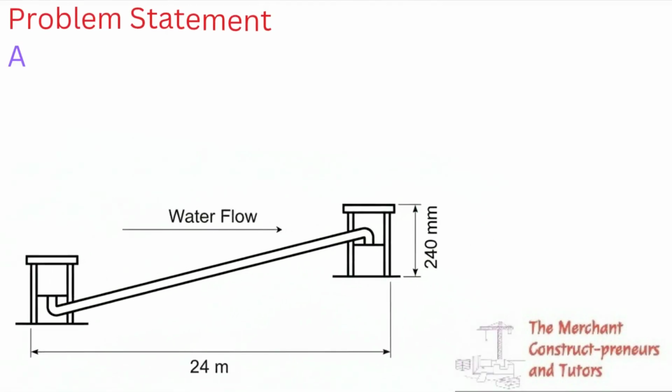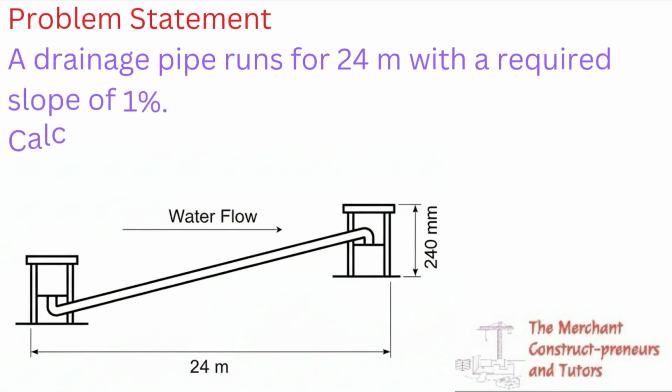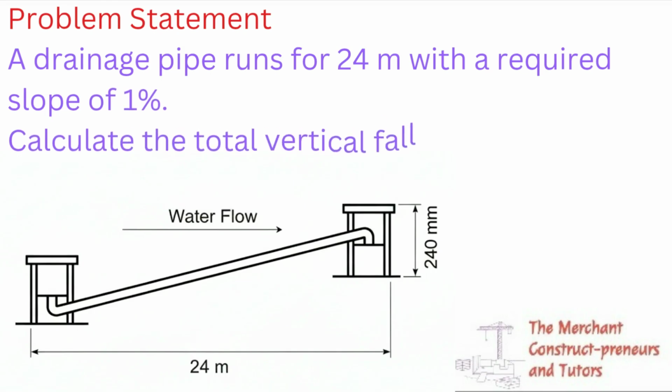So example 4, drainage pipe slope calculation. This is very interesting, especially for the sink in your kitchen, in your bathroom. You need to ensure that this slope is adequate enough. If not, water will just pond. So a drainage pipe runs for 24 meters, right, with a required slope of 1%.